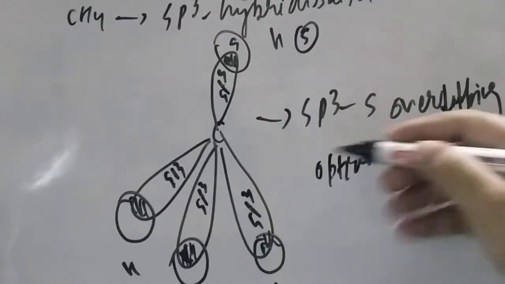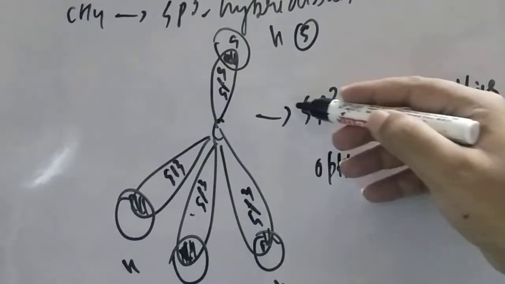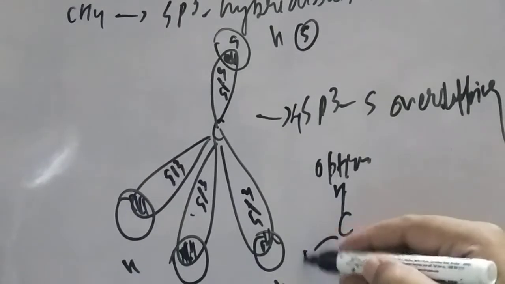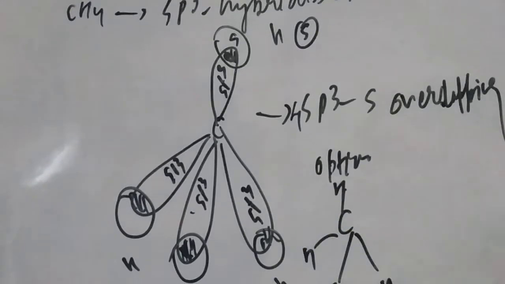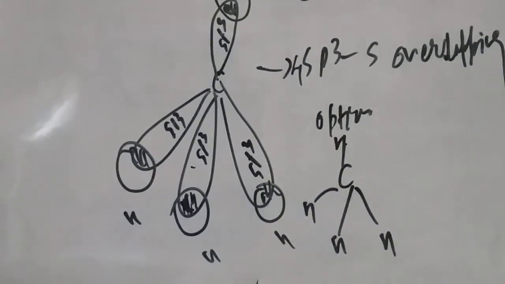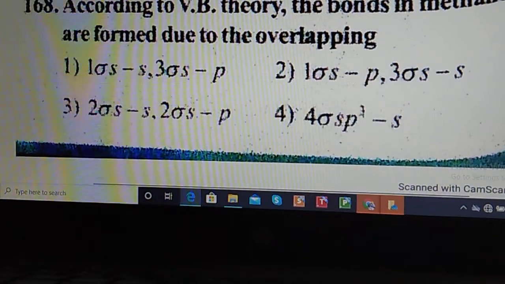How have they given it? 4 sp3 s overlapping, 1 2 3 4. 4 bonds are there like that. You can check out here. Methane has H, H, H, and this H. So how many bonds in total? 4 bonds, that is 4 sp3 s overlapping. Now let us move to the next question. After 168, you can move to 169.